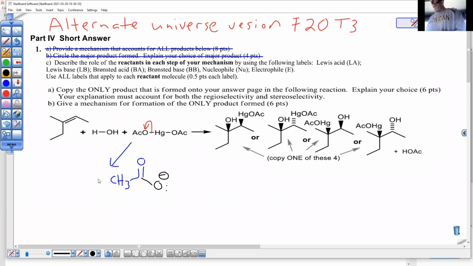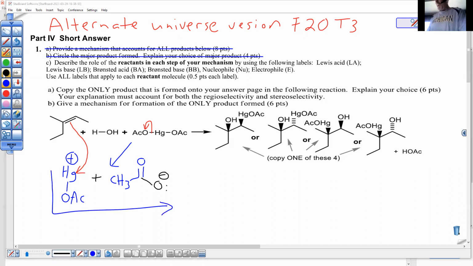Right now, we need an electrophile for our mercury. We have mercury cation. Mercury cations are attractive towards alkene pi electrons. Mercury's got a size that means it can straddle both carbons at the same time. It's so big. So here's our carbons.